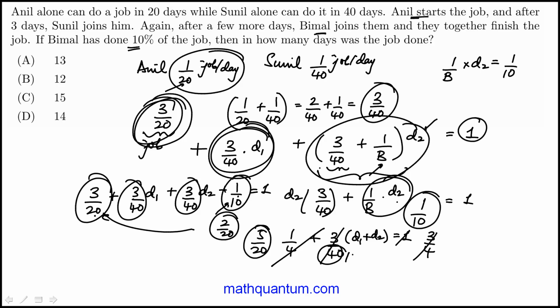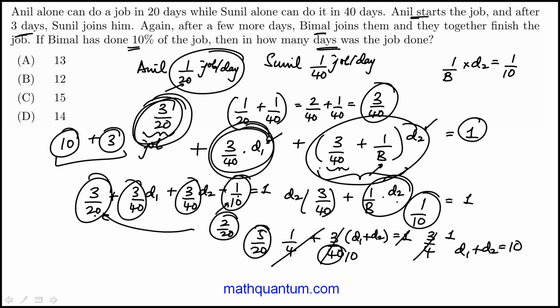That denominator would become 10. We have a 1 here. That means D1 plus D2 is 10. So that's the sum of those days for these two legs. They're asking what's the total number of days it took. So it would be 10 plus the 3 days that Anil did the job in the beginning. So the total number of days is 13, which is choice A.